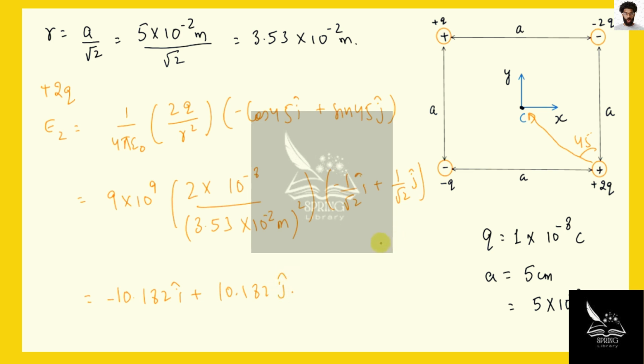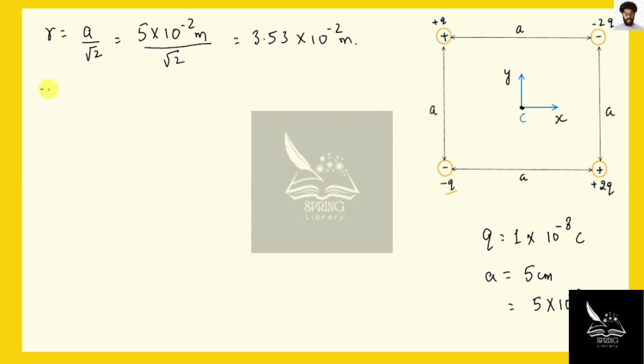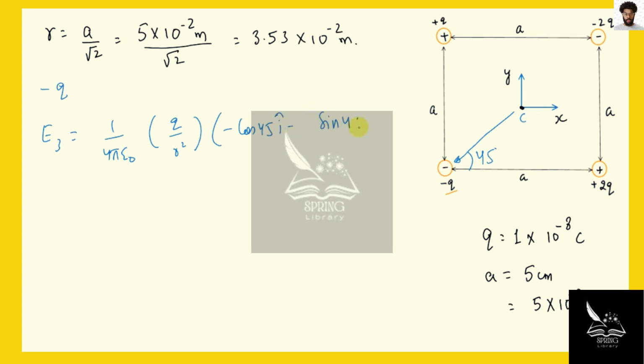Now next we will be calculating the electric field at point C due to minus q charge. So this is due to minus q charge, and the direction would be like this, and this angle would also be 45 degree. So E3 is equal to 1 by 4 pi epsilon naught q over r square times minus cosine 45 i cap minus sine 45 j cap. Now we can put the values.